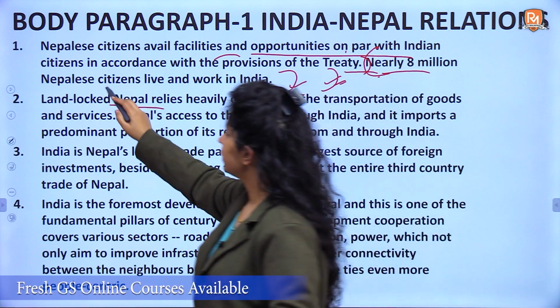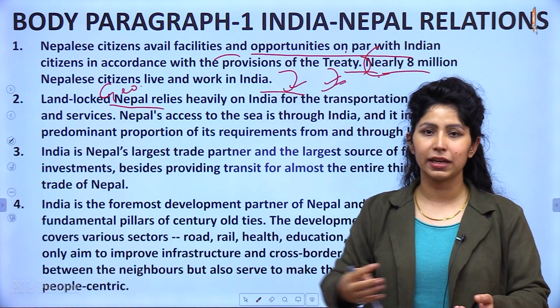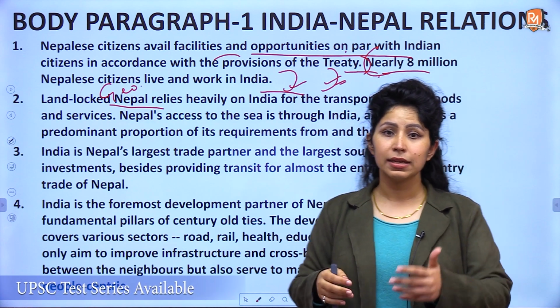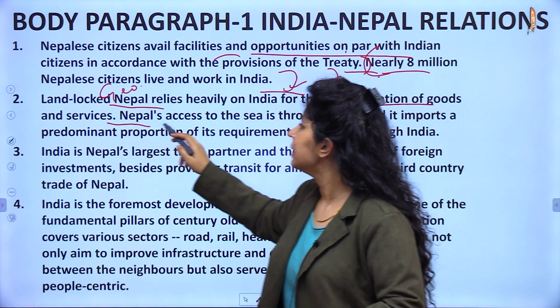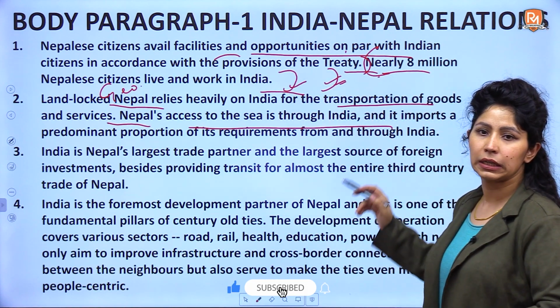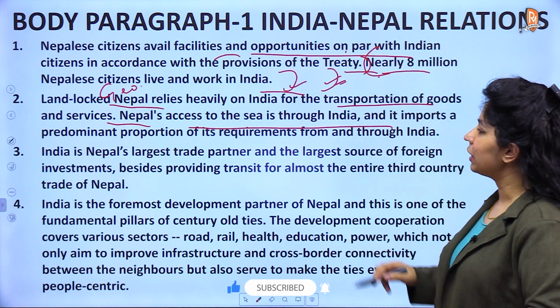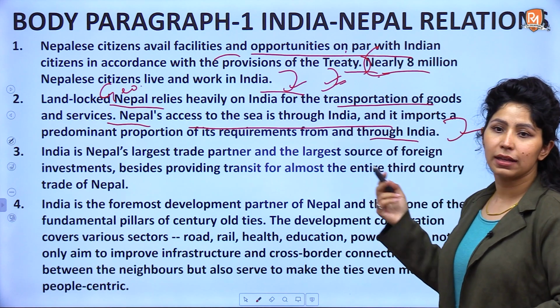Then secondly, the geography part. Now Nepal is landlocked. It does not have any connection with oceans or sea routes. So definitely it heavily relies on India for the transportation of goods and services. Nepal's access to the sea is through India, and India does not even charge them for that. And it imports a predominant proportion of its requirements from and through India.